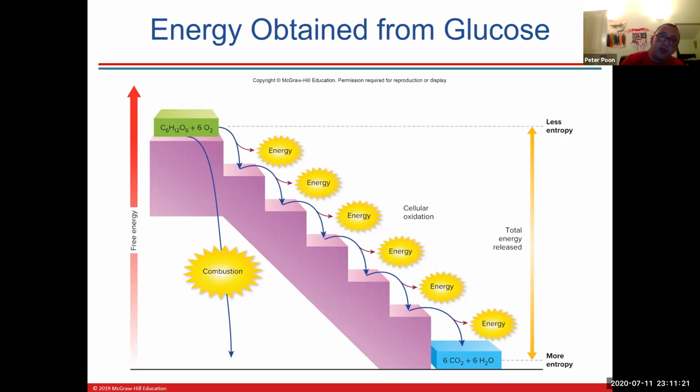So here, this is glucose breaking down into water and carbon dioxide. We can break this down all in one step, and that would be combustion. That's what happens when you set glucose on fire. That's not particularly effective, because that burst would be too much energy. So what we want to do is extract the energy slowly, one step at a time.